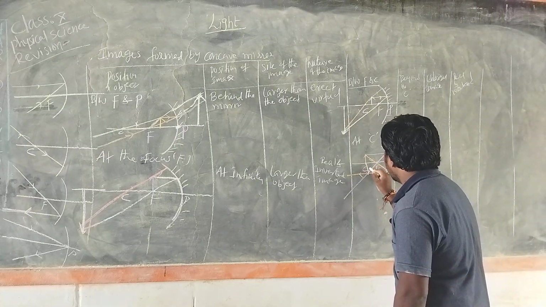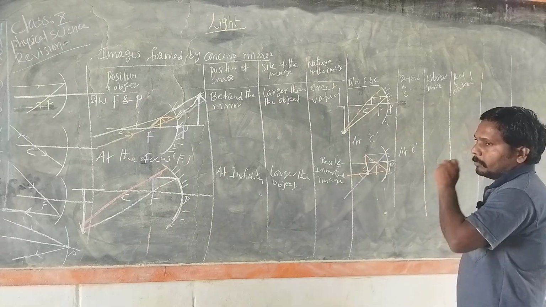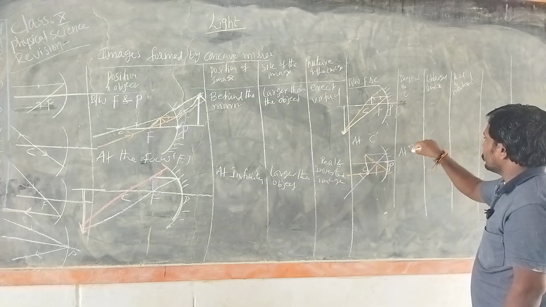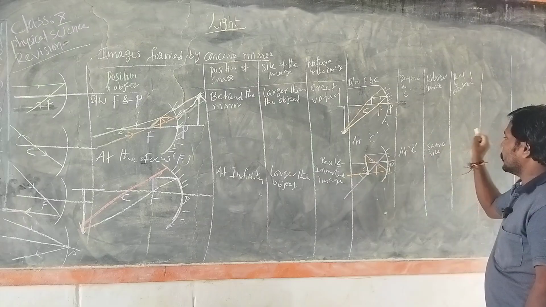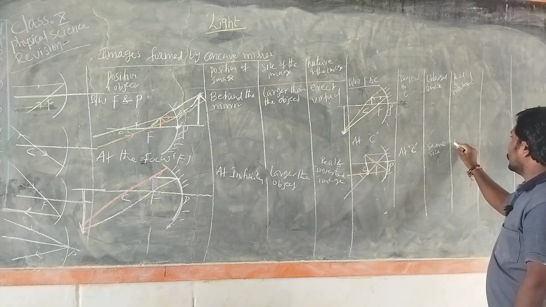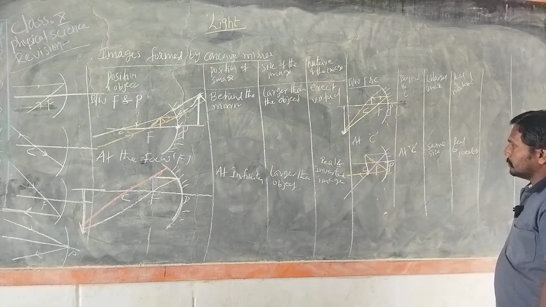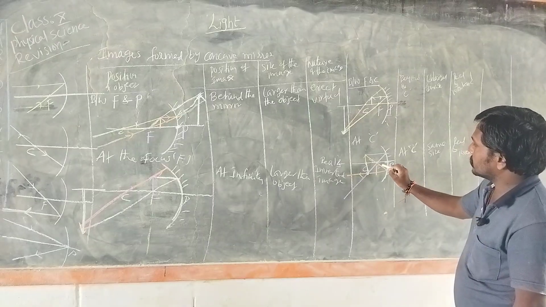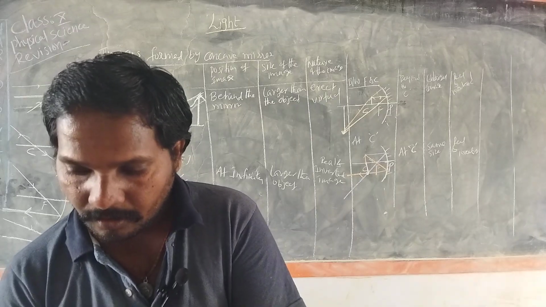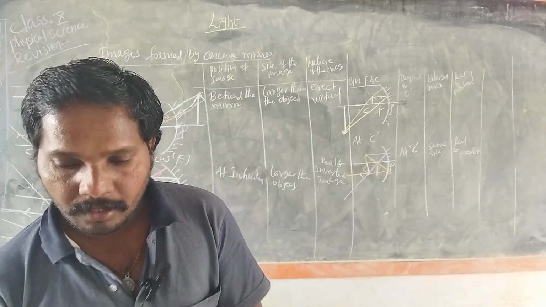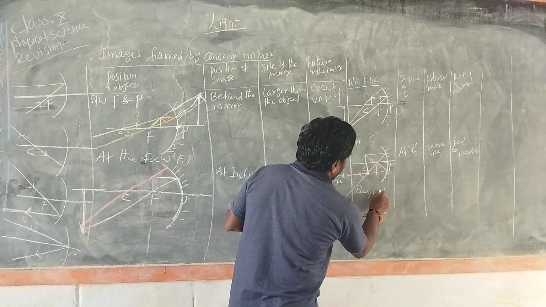So here the image is formed. Where is the image formed? At C. Same size of image is formed. Real and inverted image is formed when the object is placed at C. Then behind the C.